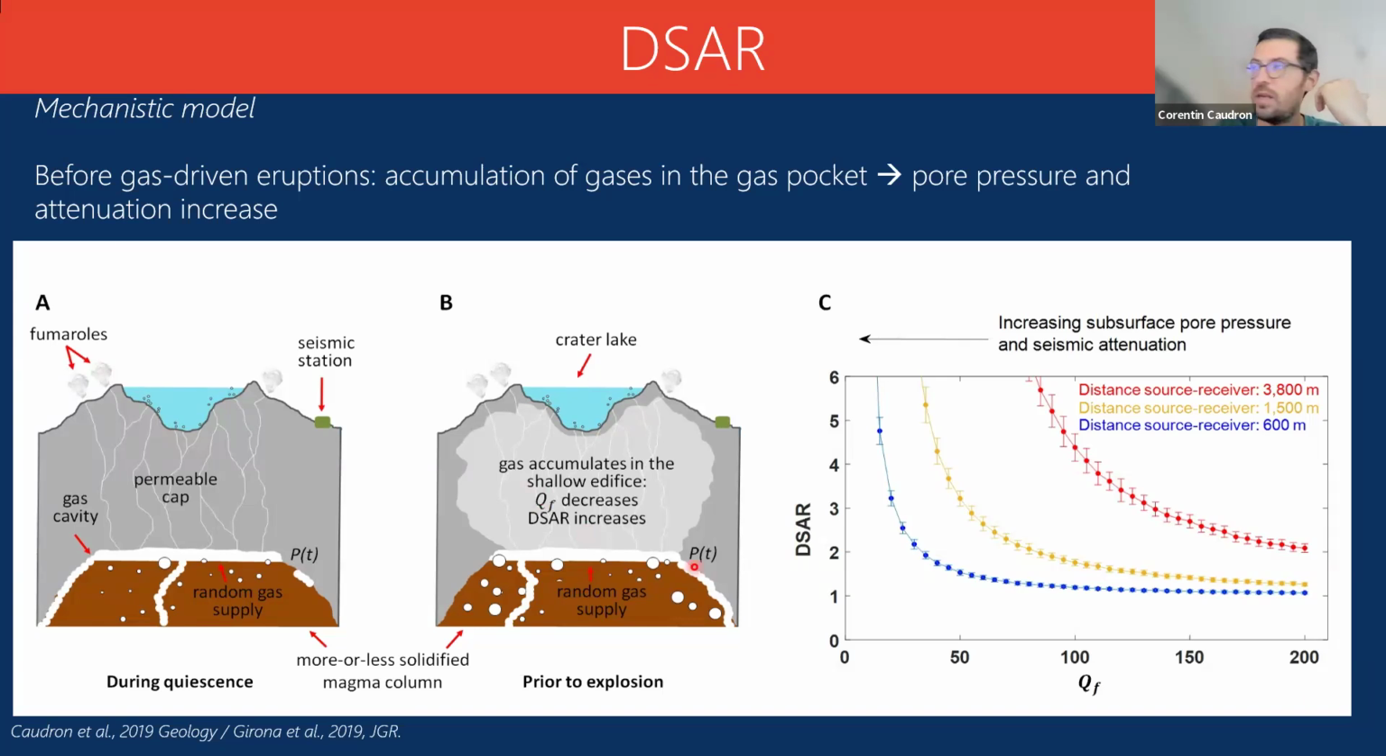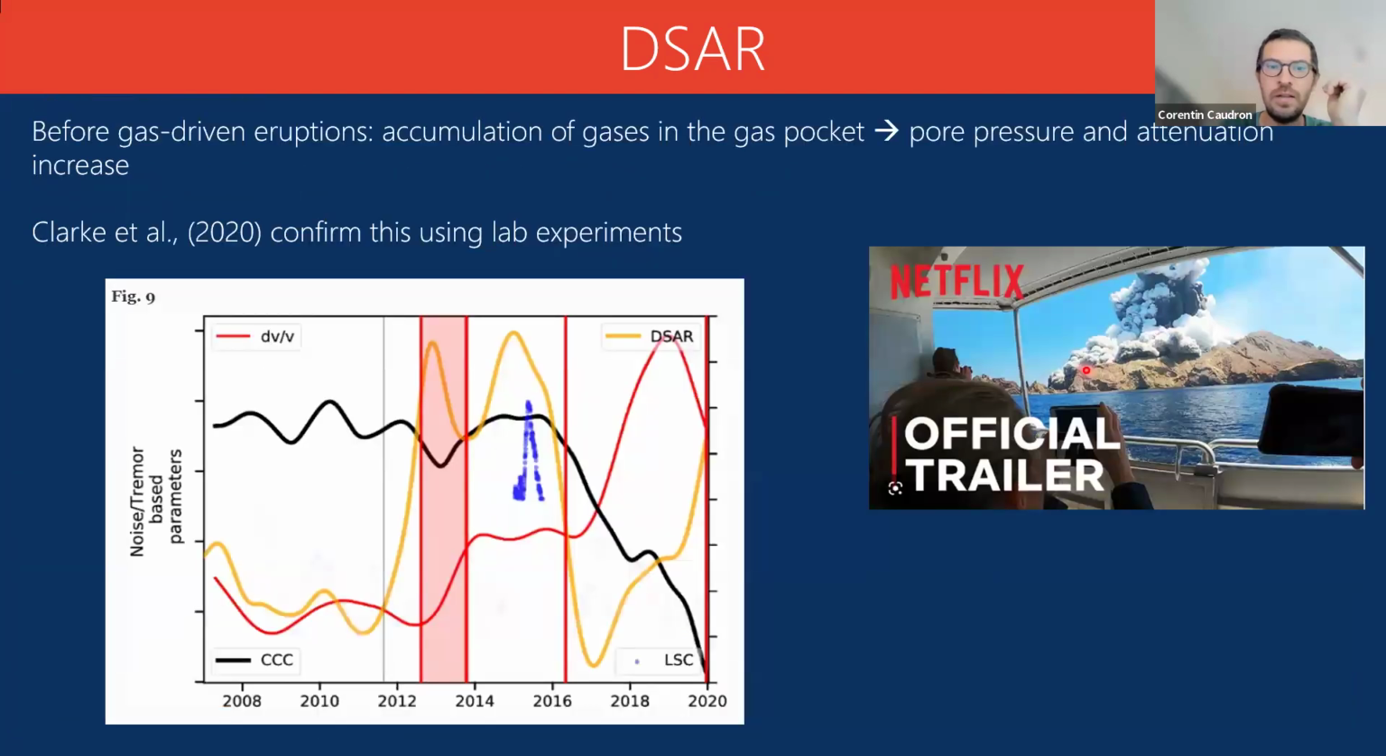And you see that the nice thing here is that the numerical model predicts that DSAR will increase in that case if you accumulate gas, if you increase the subsurface pore pressure, and in that case, you would increase seismic attenuation. You don't need to understand all the details, but essentially the model predicts that DSAR should increase, which was for us a good way to link our observations to a given process. And then we tested that on numerous volcanoes now, and people have played in the lab to confirm our hypothesis, and they found some very nice results, which show that the pore pressure and the attenuation are increasing, so that the DSAR in that case would increase.